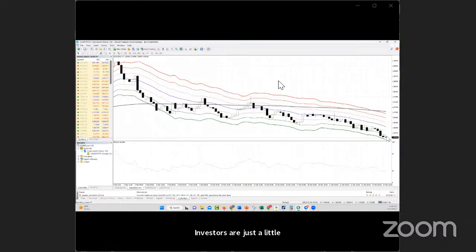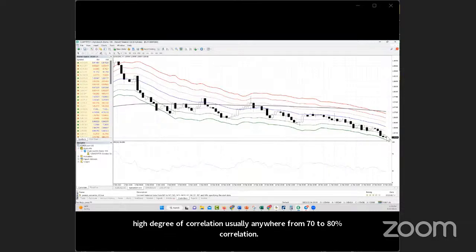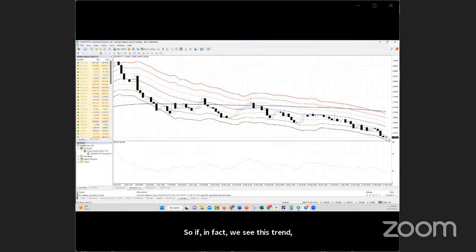And that's the point. We're seeing a lot of worrisome news bubble around, and it's in fact affecting investors, and they are more likely to be sellers than buyers, both in the Euro USD and in the US stock market right now. The Euro USD and the stock market are not a mirror image, but they do have a high degree of correlation, usually anywhere from 70 to 80%. So if we see this trend continuing downward on the euro, then we'll probably see that in the US market as well.